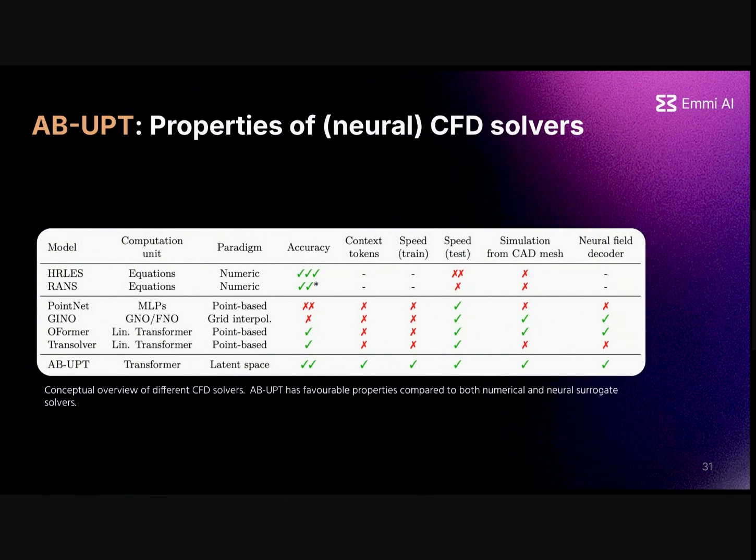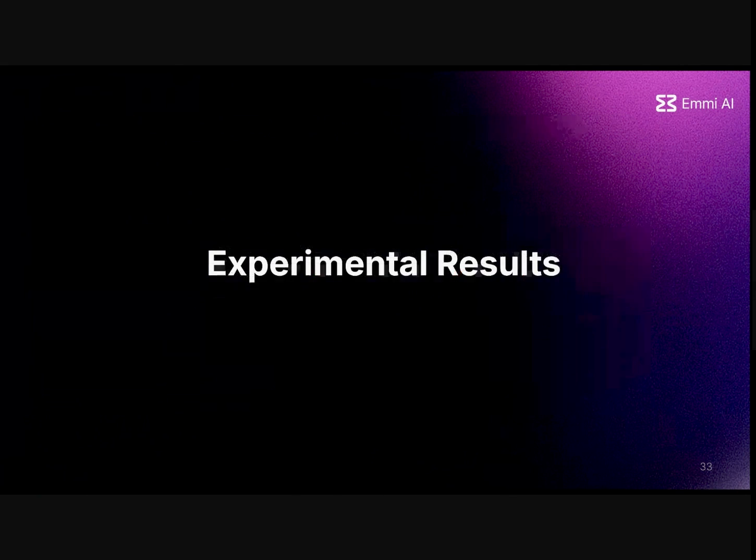So if we compare the properties of our AB-UPT to numeric solvers, but also other neural CFD solvers, we see that AB-UPT is more or less favorable in terms of accuracy, but also in the number of context tokens we can use, the speed for training and testing, the fact that we are able to decouple the geometry, and that we are also a neural field decoder, or we have the neural field decoding property by design of the anchor attention. So now we would like to motivate this model architecture with some experimental results.